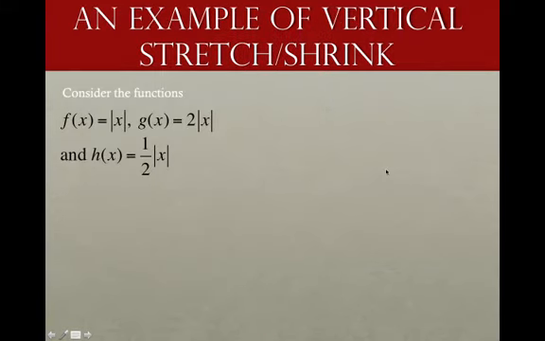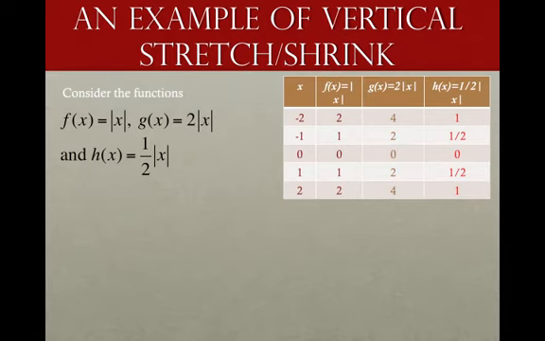Let's look at one more example here with the good old absolute value, our basic V. Let's compare what multiplying by 2 versus multiplying by 1/2 does to the function. We can see here with the table that when we multiply by 2, our range values get doubled, whereas when we multiply by 1/2, our range values get halved.